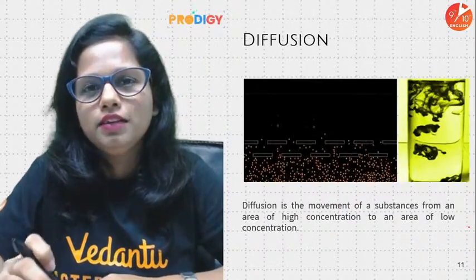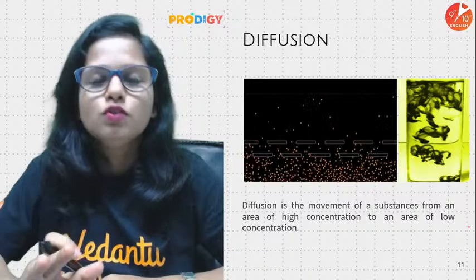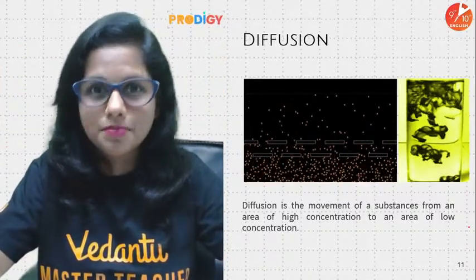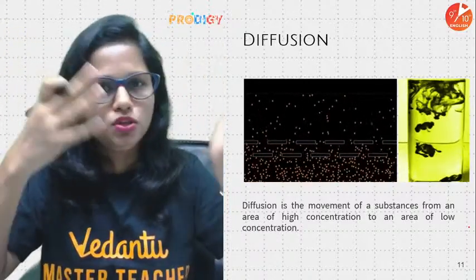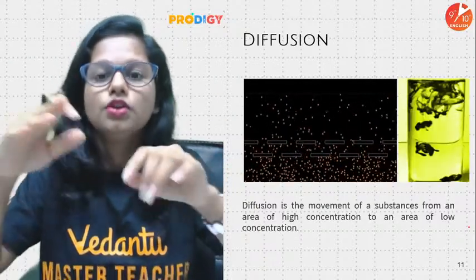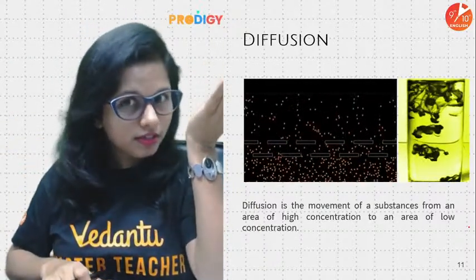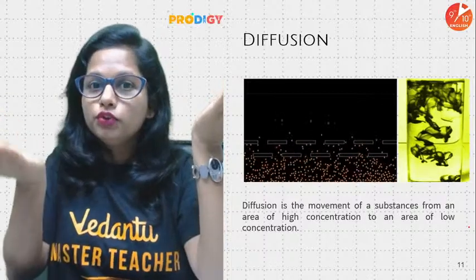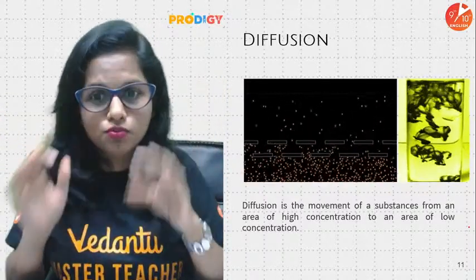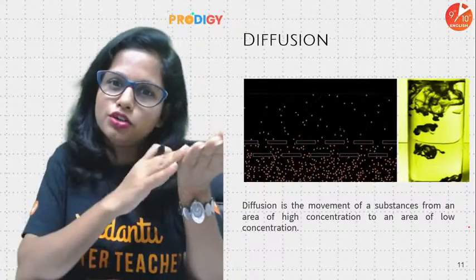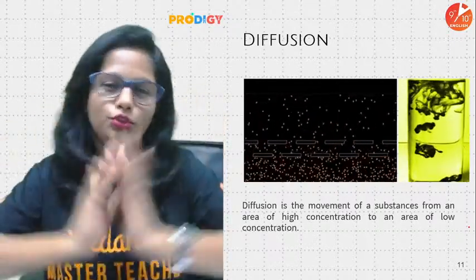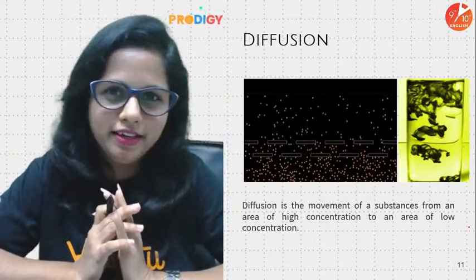Now the very first thing we will be discussing is diffusion. So people, what is diffusion? Diffusion is the movement of substances. It can be solid, liquid or gaseous. Diffusion is the movement of substances from a region of high concentration to a region of low concentration. Simple. When substances move from a region of high concentration to a region of low concentration, it is known as diffusion. Okay.